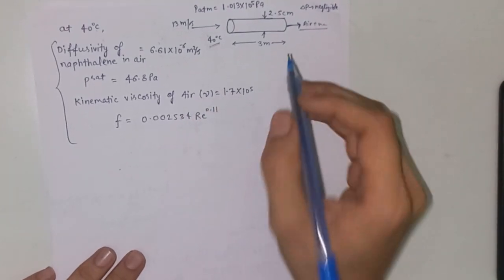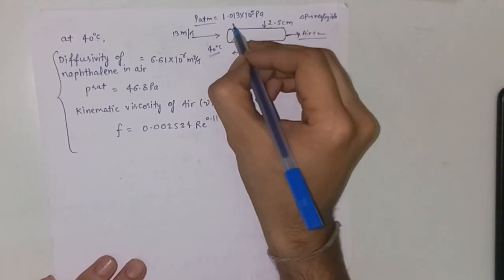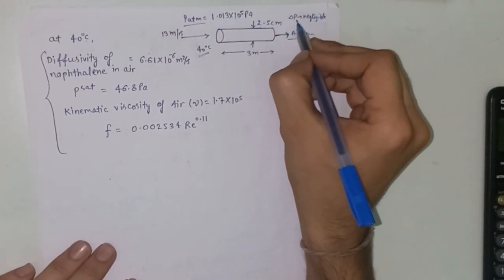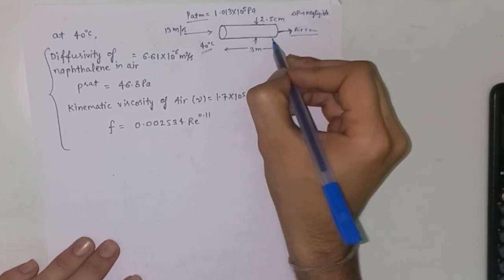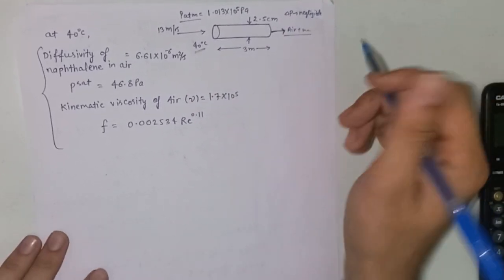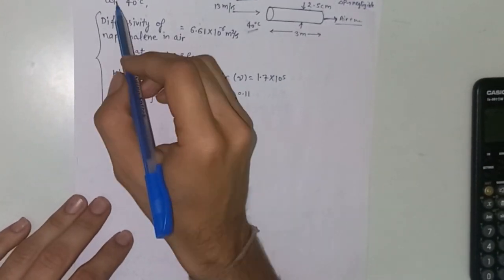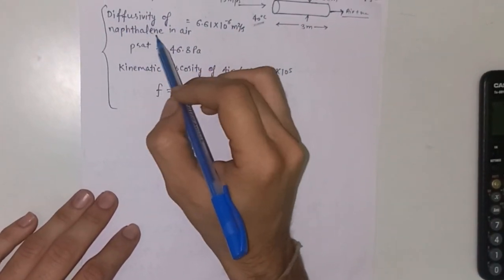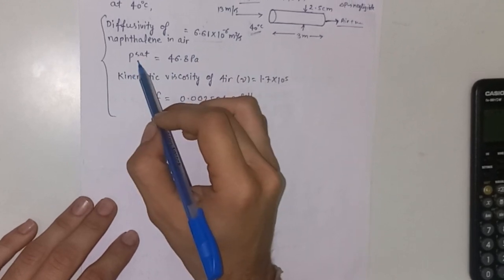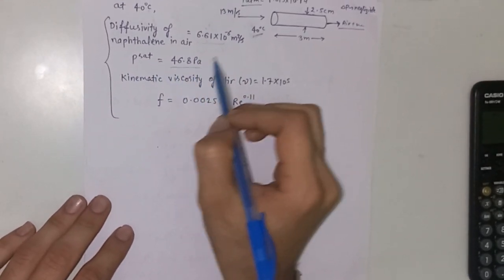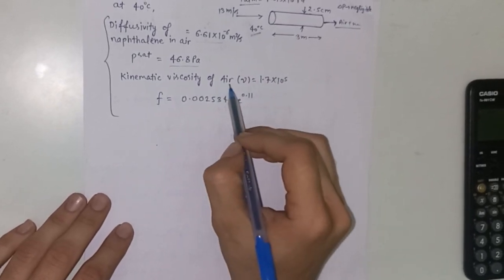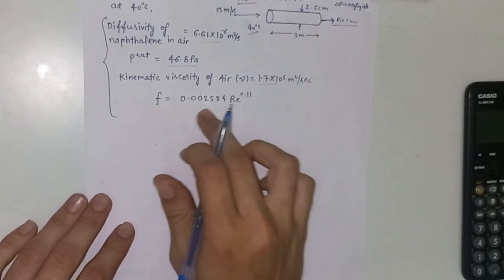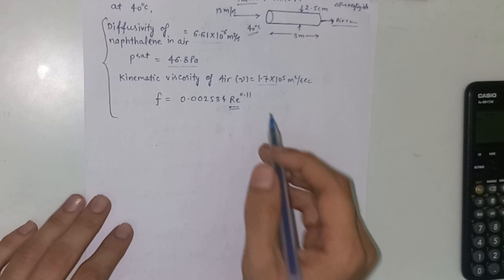In this problem the pressure is atmospheric pressure, that is 1.013 × 10^5 pascals or 1 atm. The pressure drop, delta P, across the length of the naphthalene tube is negligible, so we can neglect that. We are given the properties at 40 degrees Celsius, such as chemical properties of naphthalene: the diffusivity of naphthalene in air, the saturation pressure of naphthalene at this temperature, the kinematic viscosity of air in meters squared per second, and the Fanning friction factor relation with the Reynolds number.